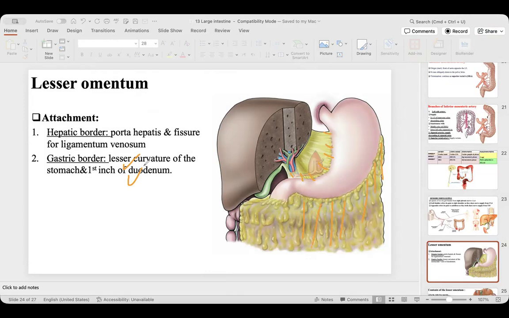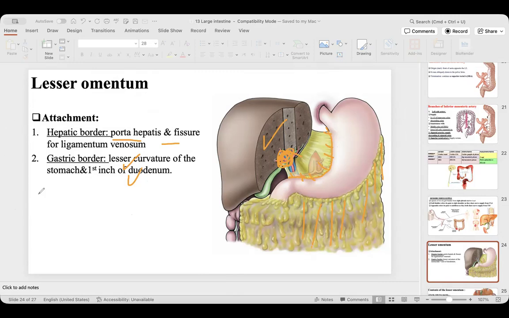So what are the attachments of the lesser omentum? It is attached to the lesser curvature of the stomach and the upper edge of the duodenum. Connecting the stomach to what? To the liver, to the porta hepatis and the fissure of the ligamentum venosum of the liver. So it is attached to the lips of the liver, the hilum of the liver, which is the porta hepatis.